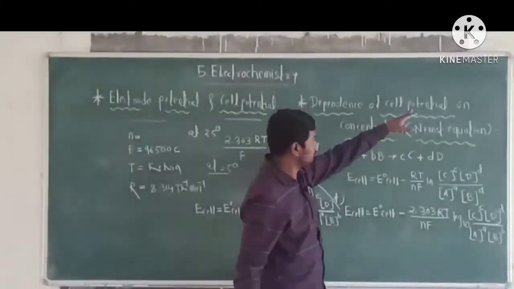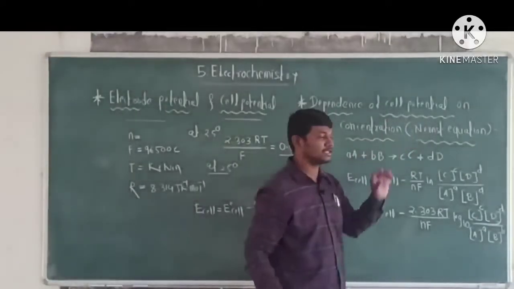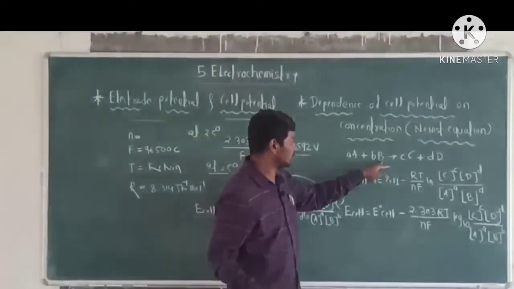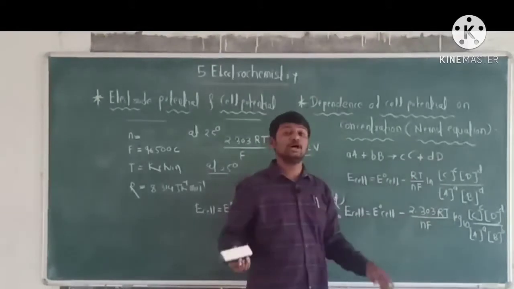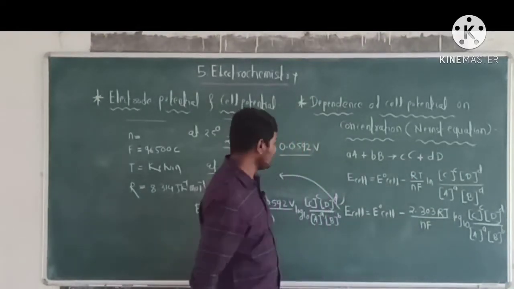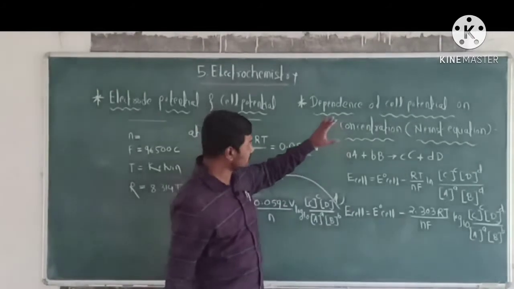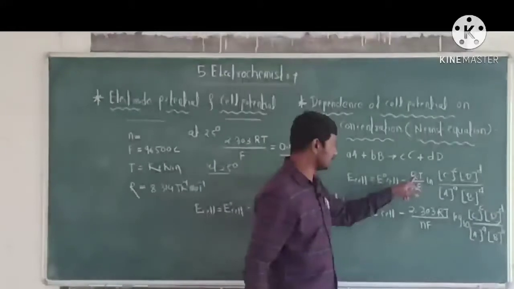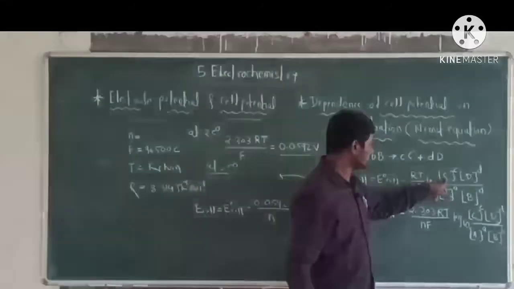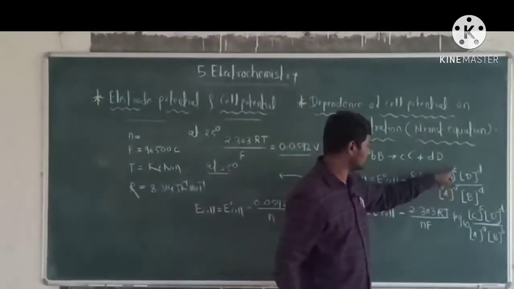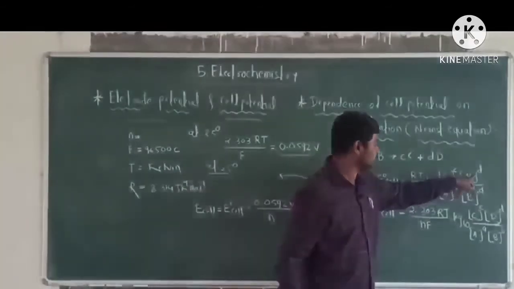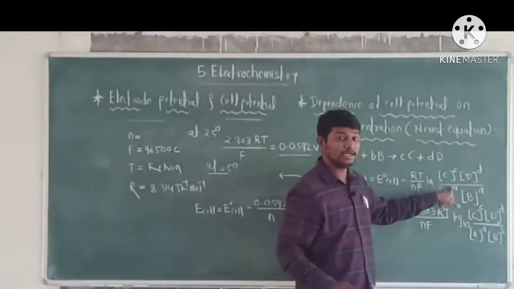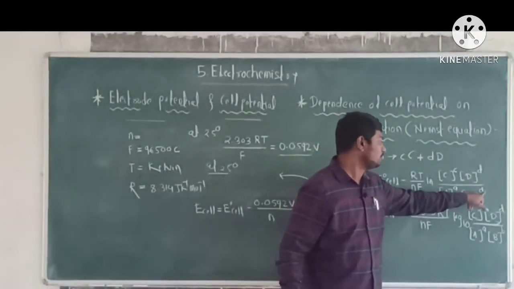Dependence of cell potential on concentration, that is, the Nernst equation. Consider the general equation, a moles of reactant A react with b moles of reactant B to give c moles of product C and d moles of product D. The cell voltage of this reaction is given by E cell is equal to E0 cell minus RT upon nF log of concentration of C raised to c into concentration of D raised to d divided by concentration of A raised to a into concentration of B raised to b.